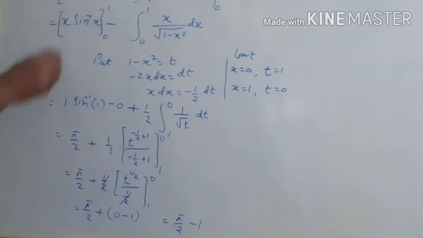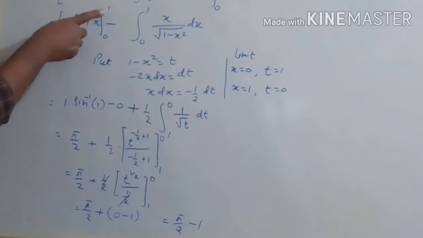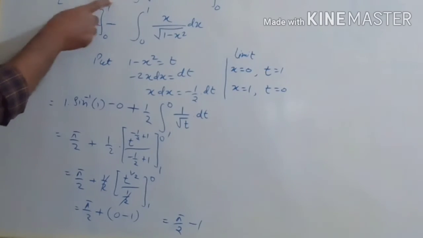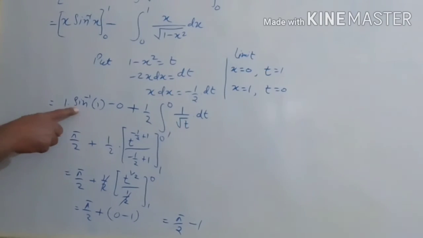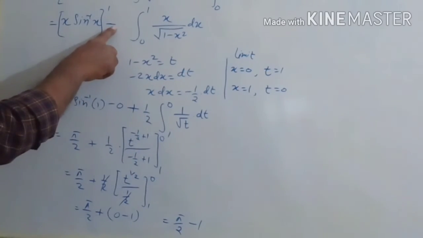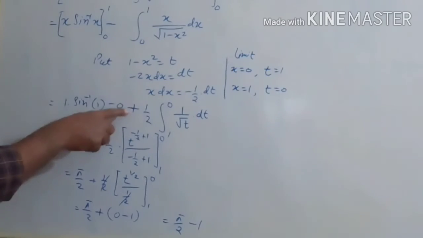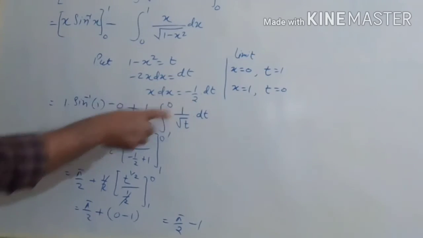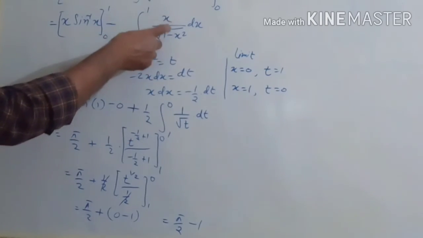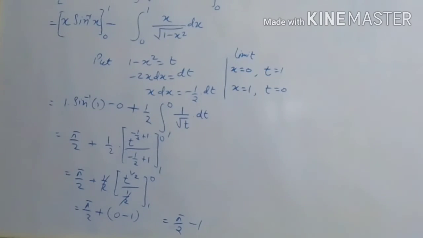So in the first term, if you write the limit, upper limit minus lower limit, that lower part is 0, so only take the upper limit, it means 1 and sin inverse 1, and lower limit that is 0. Now it is minus sign and this is also minus, so minus minus plus, and this is 1 by 2 here, with limit 1 to 0, and it is only 1 by root t dt.